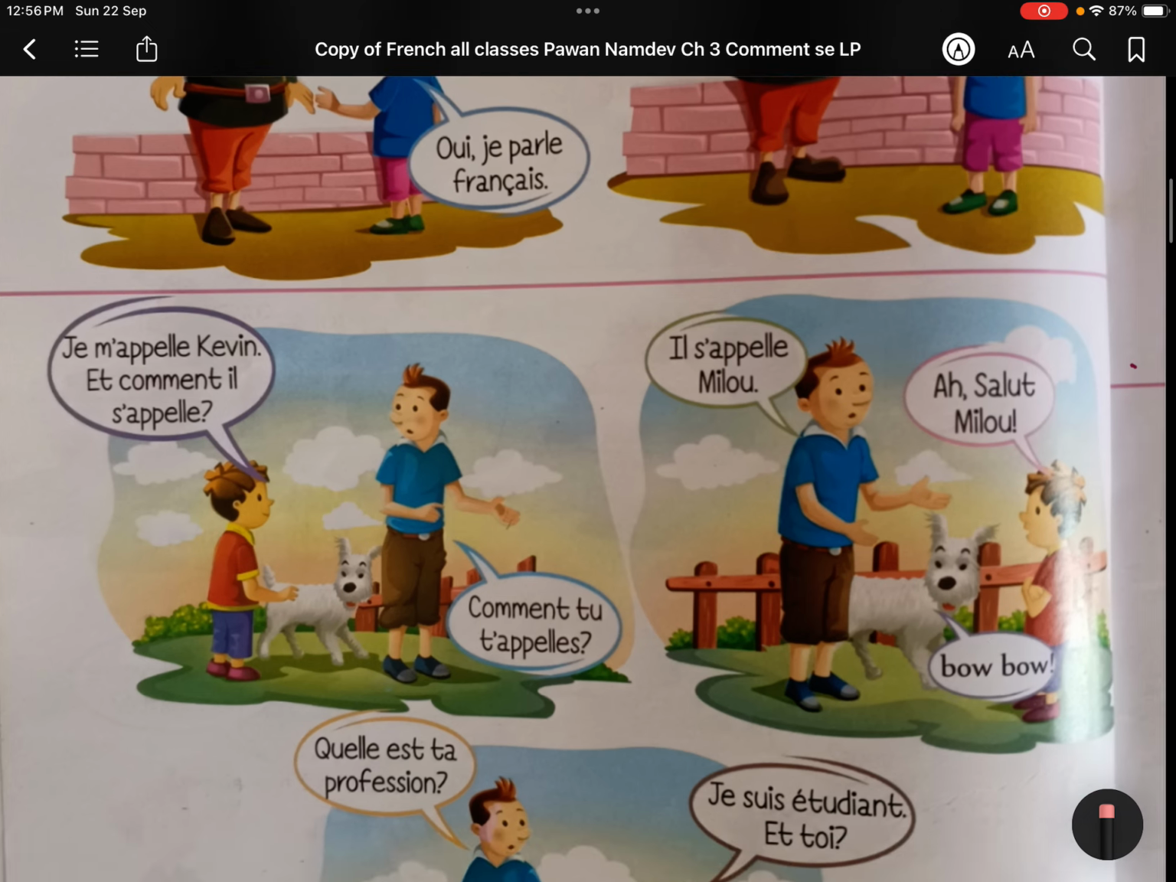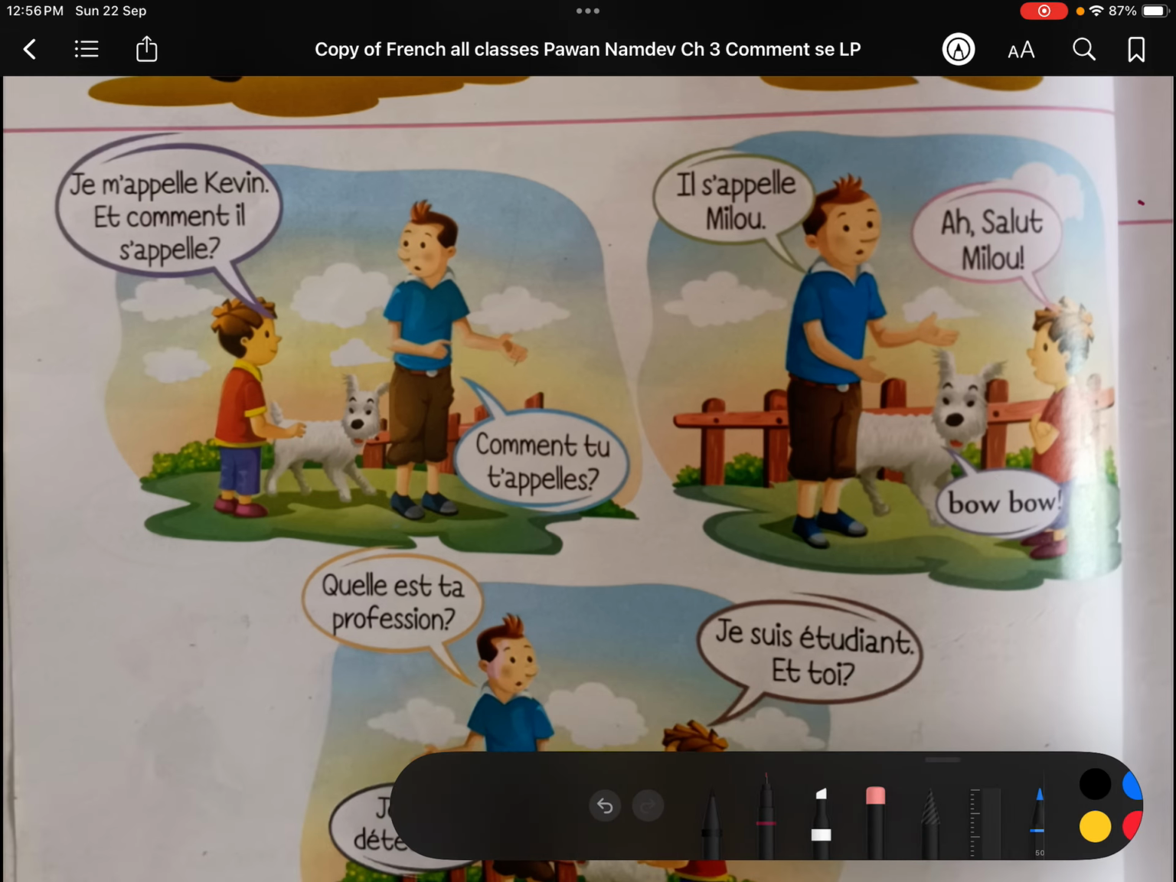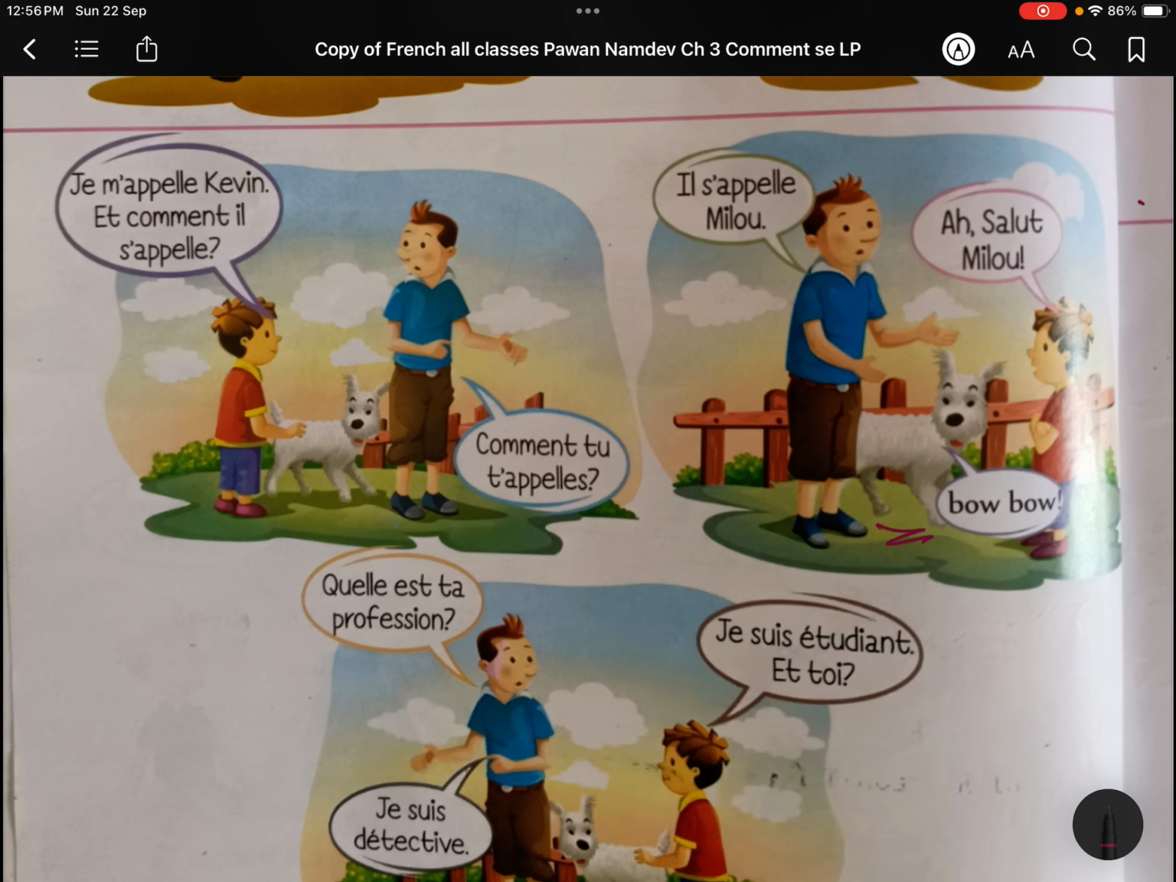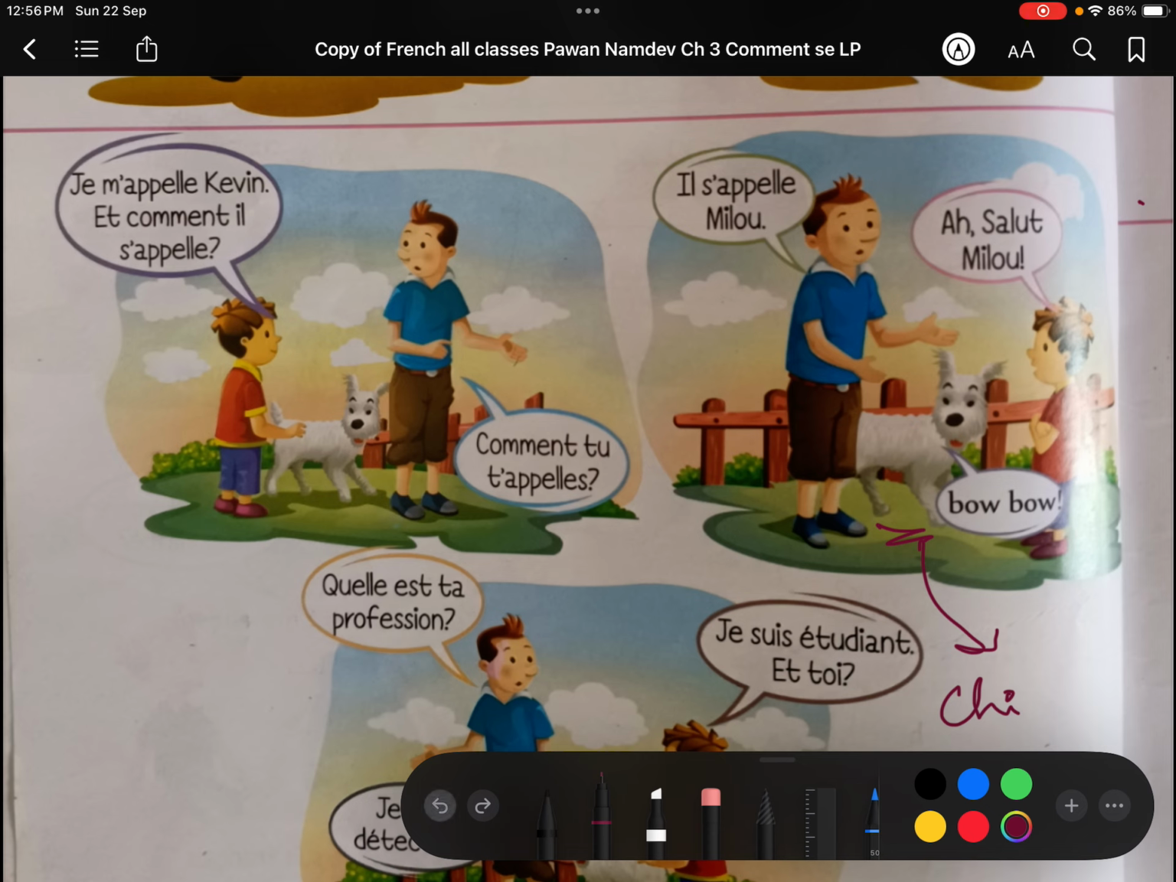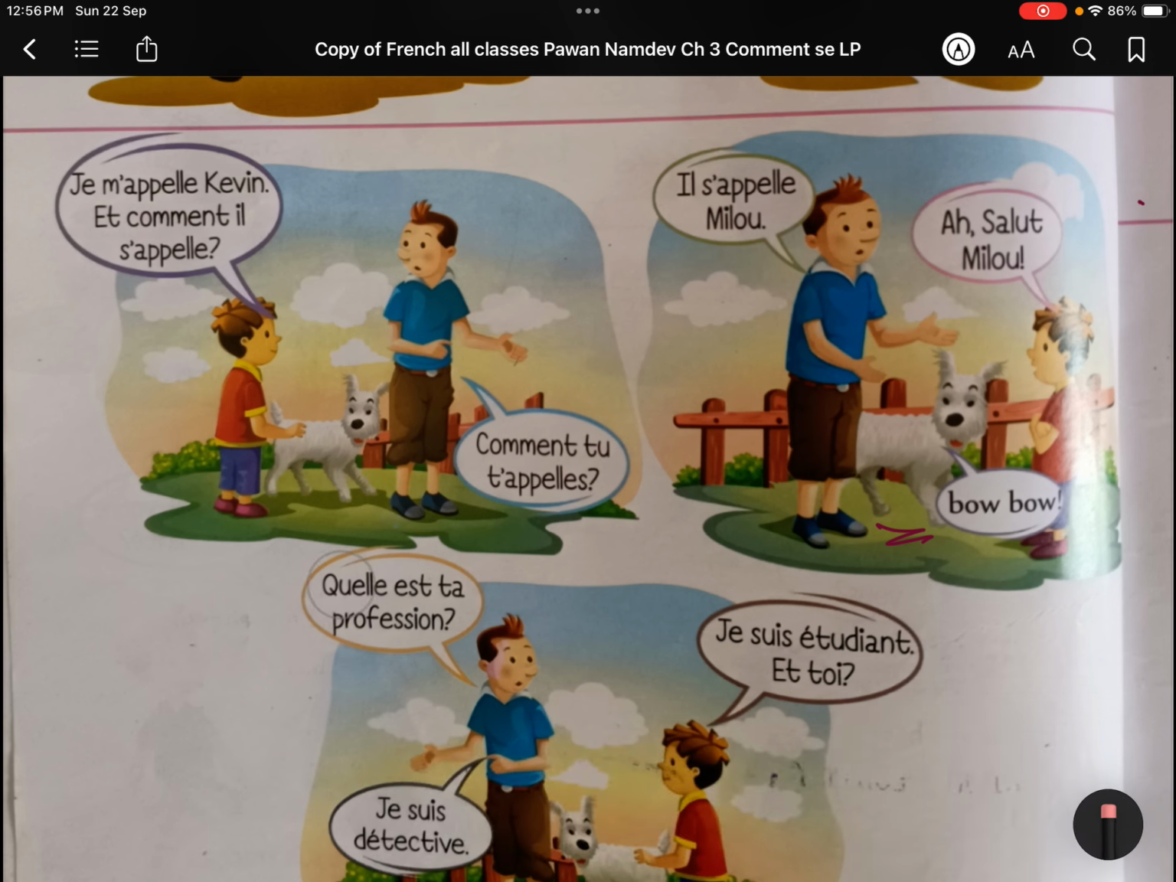Bo bo. Le chien. Chien means, guys, dog. Okay. Chien means dog. Clear? Then we are having this word: quel, which or what. Quelle est ta, ta means your, it's an informal word.